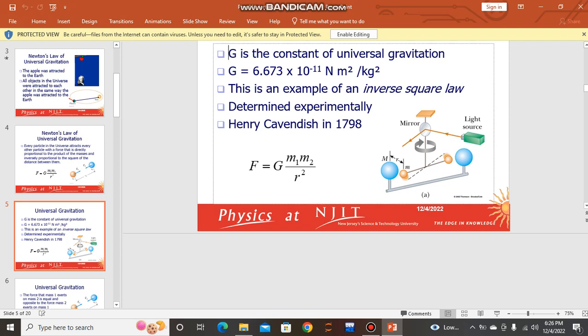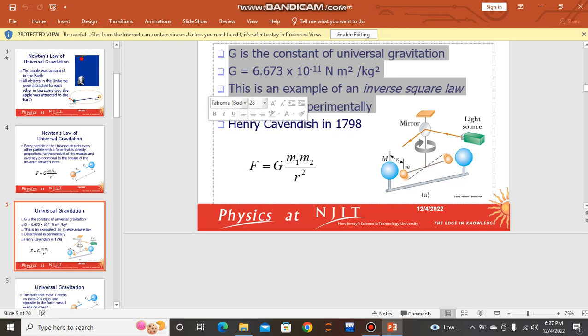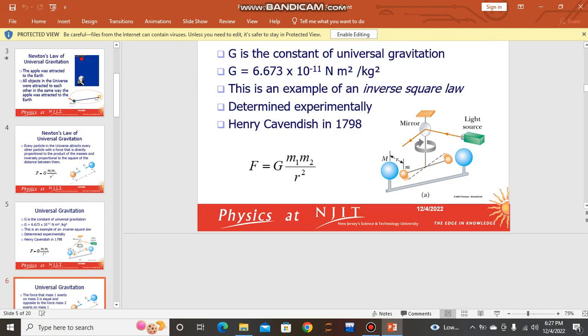F is equal to G m1 m2 over r squared, where G is the constant of universal gravitation. G is equal to 6.673 times 10 to the power minus 11 newton meter squared per kilogram squared. This is an example of an inverse square law, determined experimentally by Henry Cavendish in 1798. Okay, after that, universal gravitation.